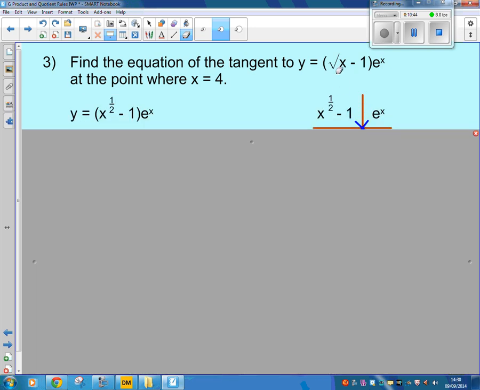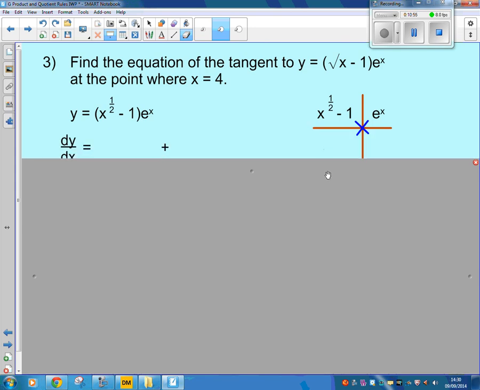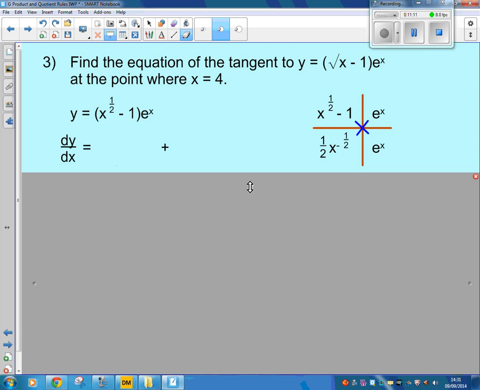So y is x to the half minus 1 times e to the x, and we now use our product rule because it's a multiplying there. So let's be careful on it. E to the x is easy, that's going to go to e to the x. Here, multiply by the index, a half, and reduce the power by 1. X to the minus a half, notice the number on its own disappears.